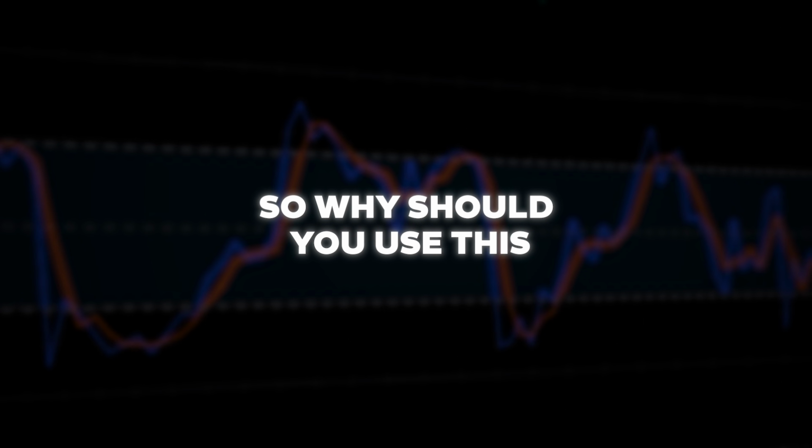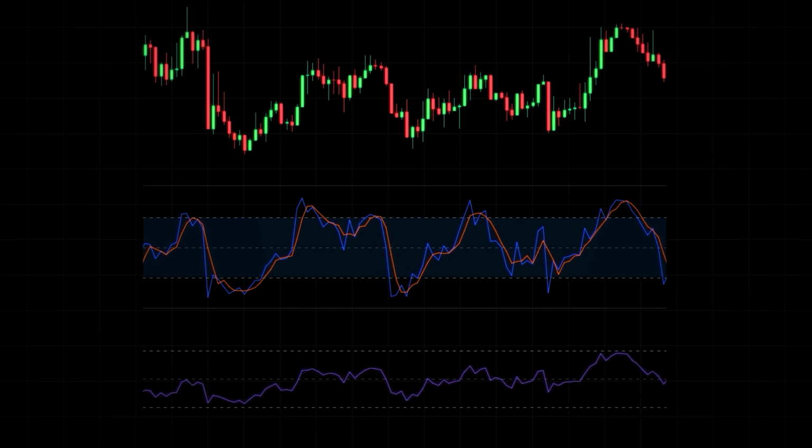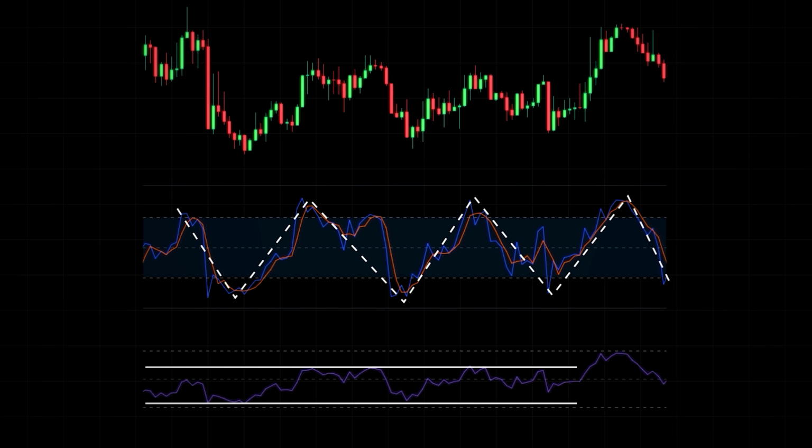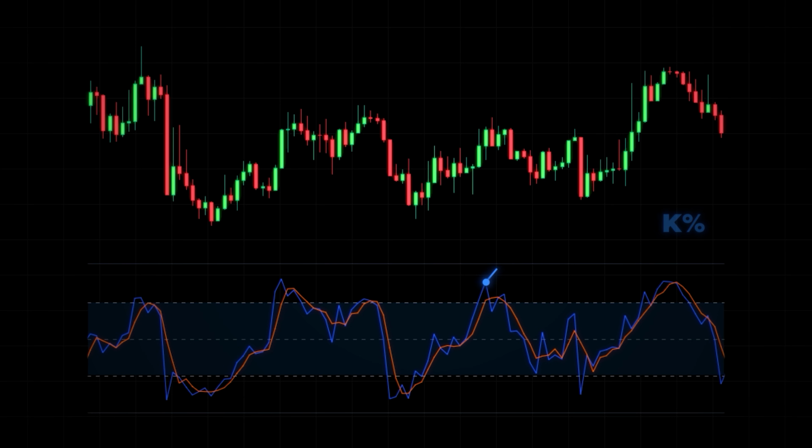So why should you use this over just a normal RSI? Let me tell you. First, if you compare these two side by side, you'll notice that the stochastic oscillator transitions between overbought and oversold much more cleanly than, say, a regular RSI, which often stays flat or indecisive in the middle of the chart. Now, most importantly, this indicator comes with two moving lines, the %K, which is the blue line here, and the %D, which is the orange line. These lines can help you anticipate price movements based on crossovers, and that's something the RSI simply doesn't offer.